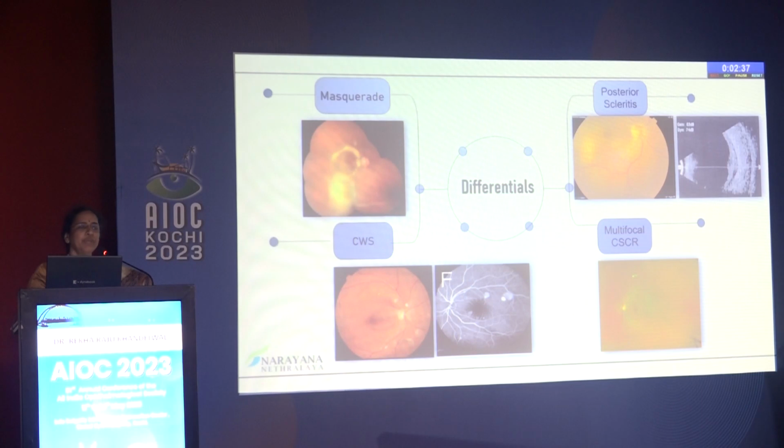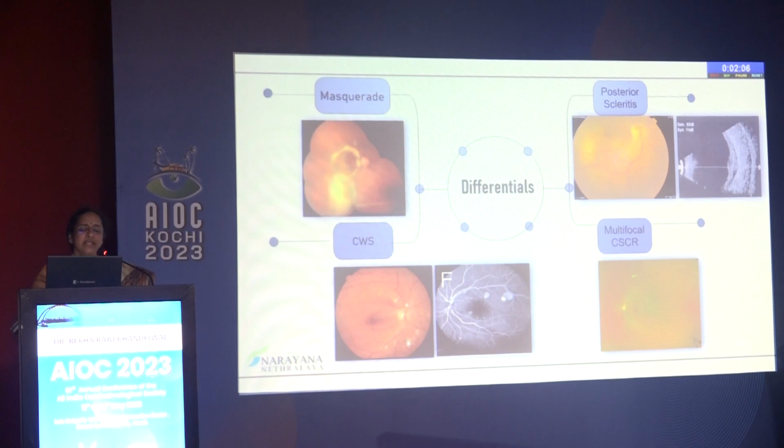Here, uveitis can mimic other entities like masquerades. That is, uveitis in extremes of age groups, retinoblastoma in children and masquerades in the older age group, or posterior scleritis. Here the patients will complain of severe, excruciating pain. It wakes them up from sleep, and they can have classical, what we call subtenon's fluid or T sign. Based on that, we make the diagnosis of posterior scleritis.